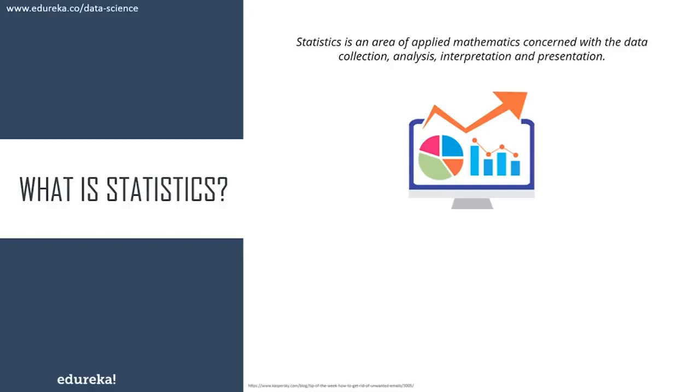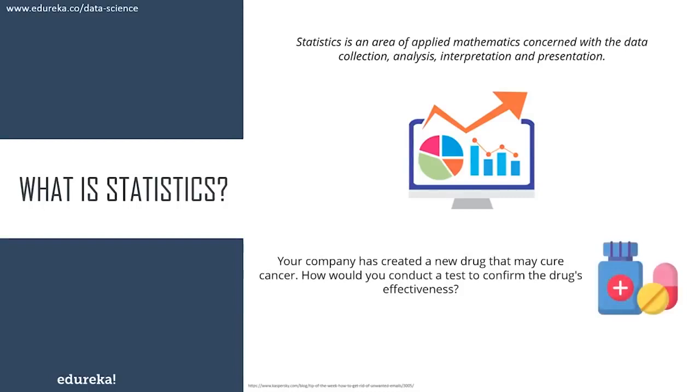Now I'll give you a couple of examples that can be solved by using statistics. Let's say that your company has created a new drug that may cure cancer. How would you conduct a test to confirm the drug's effectiveness? Even though this sounds like a biology problem, it can be solved with statistics. You'll have to create a test which can confirm the effectiveness of the drug. This is a common problem that can be solved using statistics.